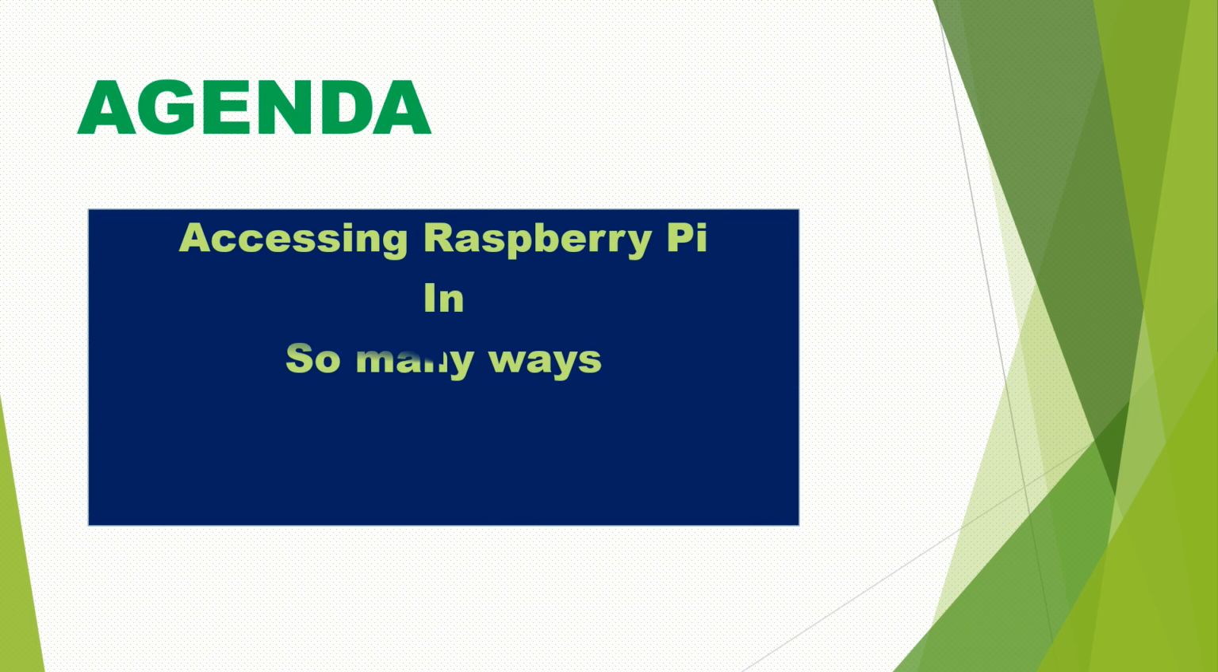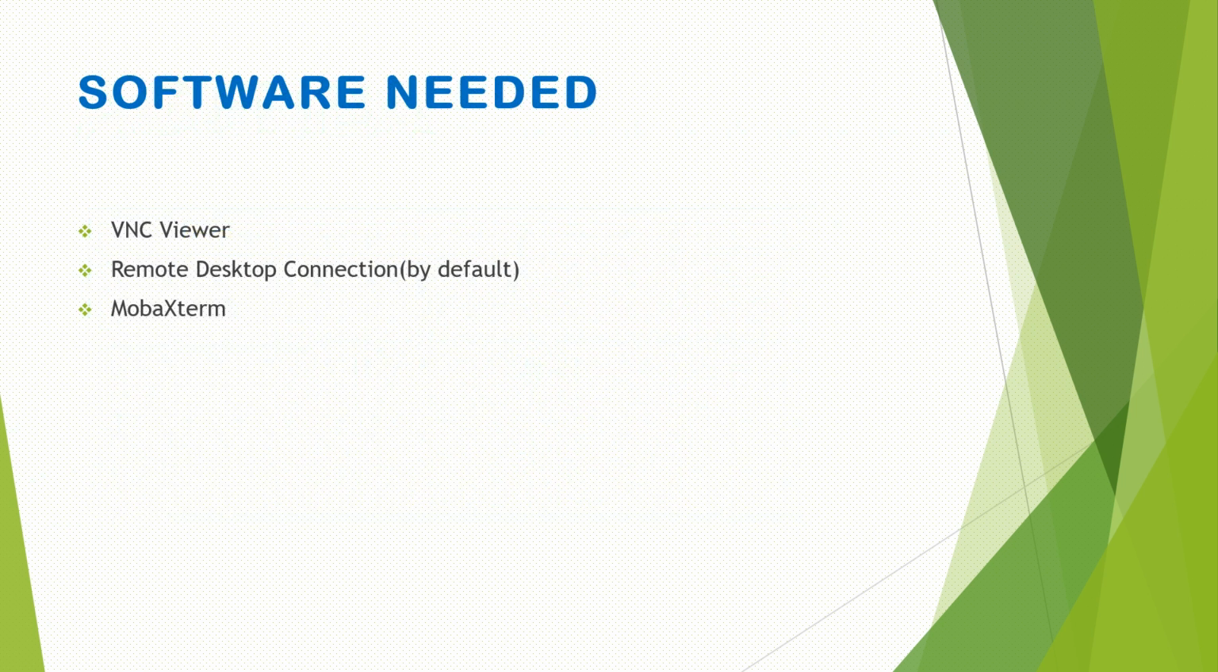Accessing the Raspberry Pi in many ways. See here, the first one is using PuTTY, and we can also access using VNC. We can also access using the remote desktop connection. We can also access using MobaXterm. So including PuTTY, I have a total of 4 ways to access the Raspberry Pi when I know the actual IP address of the Raspberry Pi. Okay, so discussing one by one.